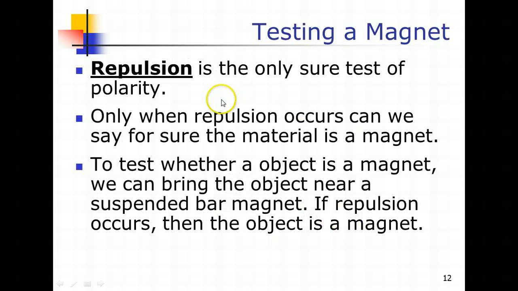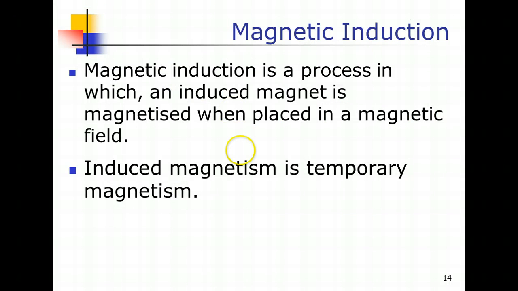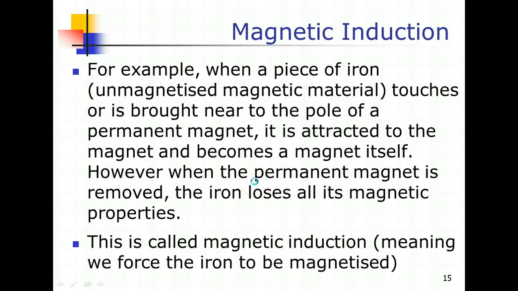Now, the next slide is regarding the testing of a magnet. Before we do this, I would like to skip on to this area called magnetic induction. So let's go to slide 14 before we move back to slide 12. Magnetic induction is a process whereby a magnetic material that has not been magnetized yet is forced to become a magnet, a temporary magnet, when it is placed in the magnetic field of some other magnet. This sounds a little bit weird, a little bit conflicting, so let's move on to the next slide.